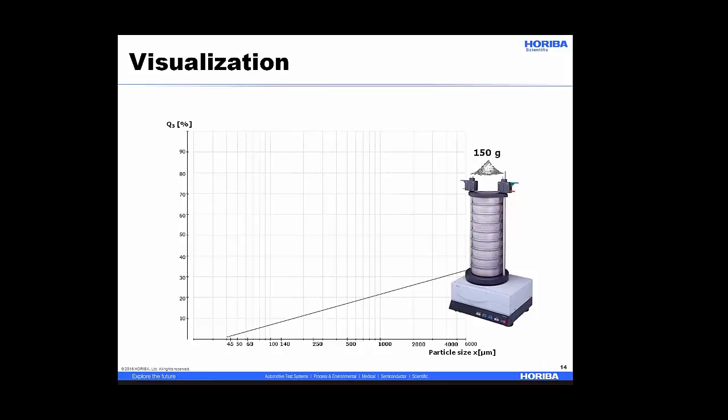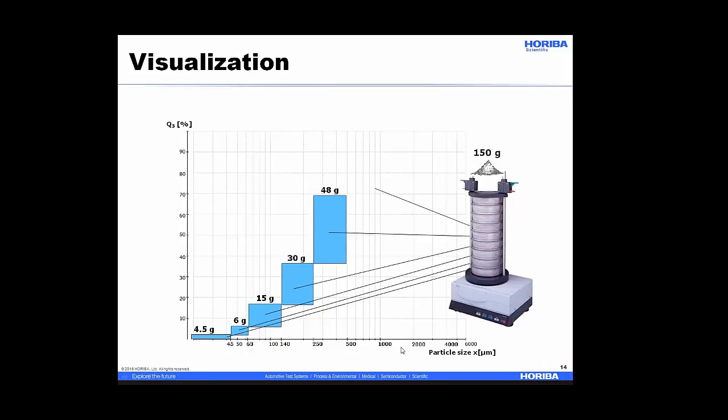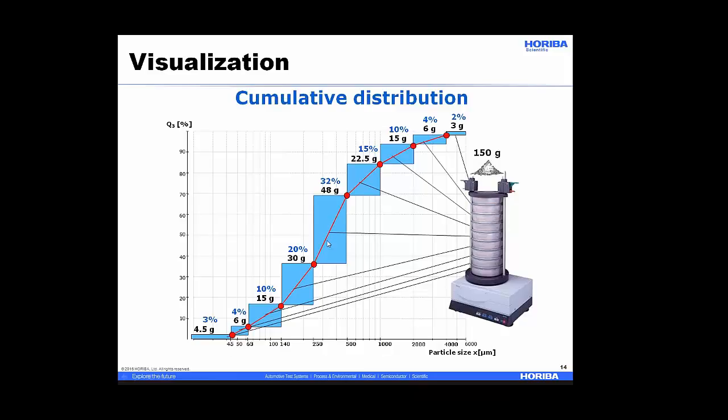So let's take a visualization of the results. Off of each sieve, I'm going to determine the mass of material. So I have 4.5 grams in the pan, then 6 grams, and 15, 30, and so on up. So I'll know the total mass is 150 grams, and I will define the percentage of particles on each pan. And that's represented by the blue bars and the left axis, which is given as volume or mass. The bottom axis is particle size.